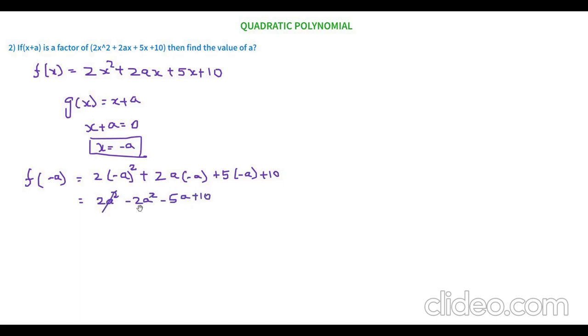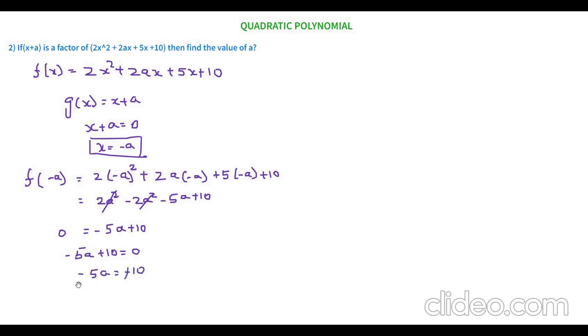So these two would be crossed out. This 2 will become 0. So we have minus 5a plus 10. Now we have to find the value. So we know f of a is equal to 0. So negative 5a plus 10 equals 0. So we can write it as negative 5a equals negative 10.